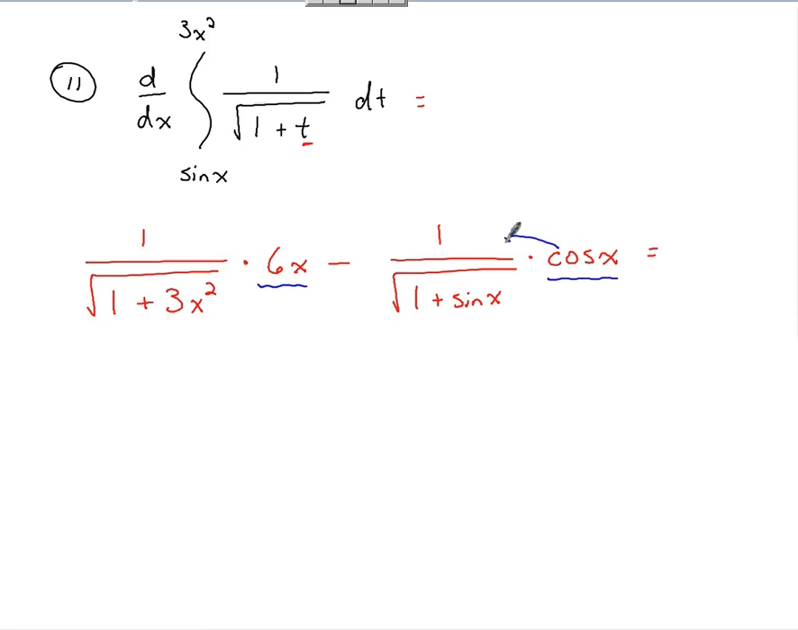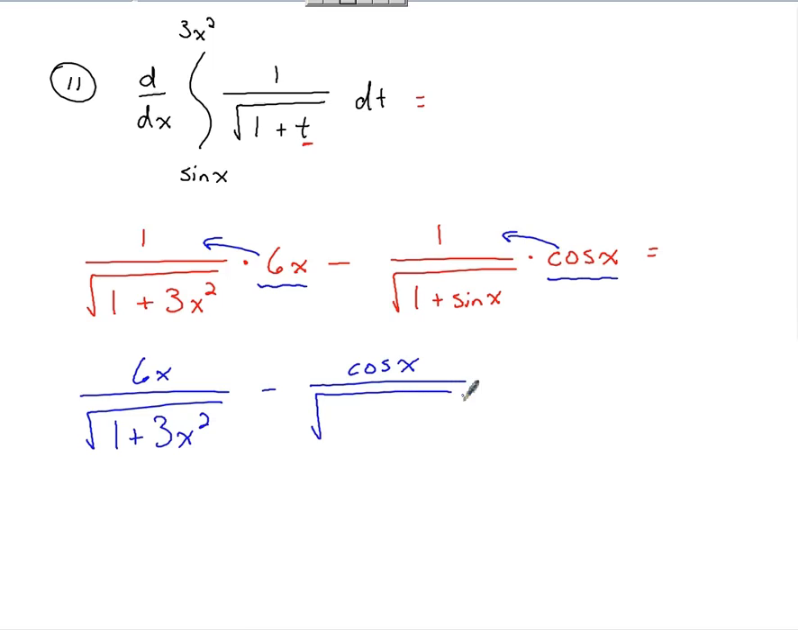Now, if we simplify within reason, we probably should take these expressions here that we tacked on and maybe multiply on up to the top. Doing that, we would have 6x over the square root of 1 plus 3x squared minus cosine of x all over the square root of 1 plus the sine of x. For all intents and purposes here, that is reasonably simplified, so that's a reasonable evaluation.